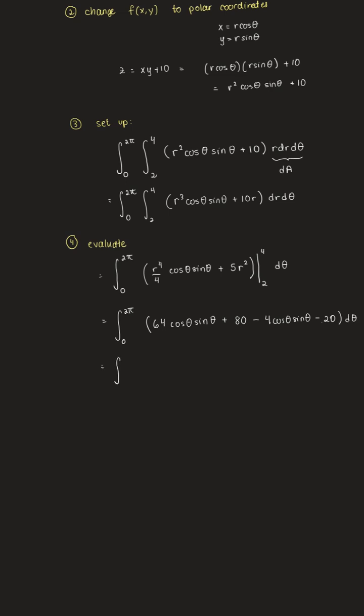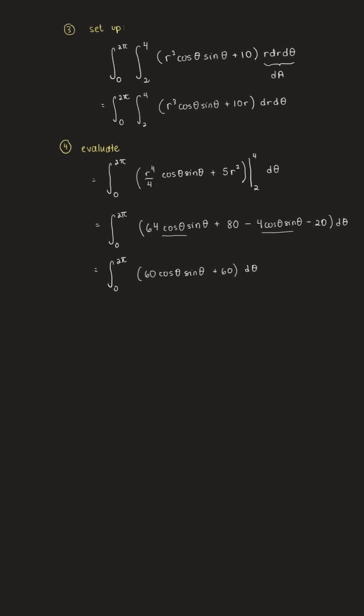Let's combine like terms. So we have the integral from 0 to 2 pi. 64 cosine theta sine theta minus 4 cosine theta sine theta gives us 60 cosine theta sine theta. And then plus 80 minus 20, which is plus 60 d theta.